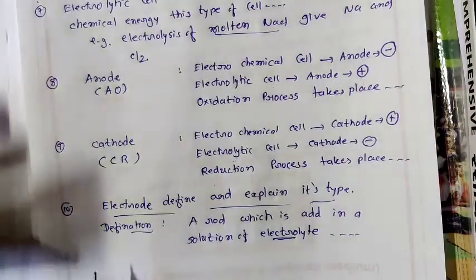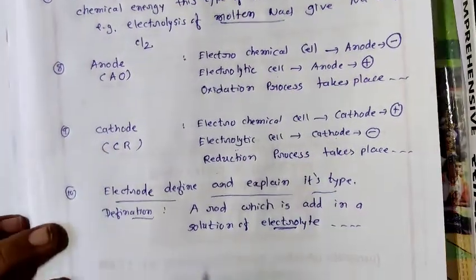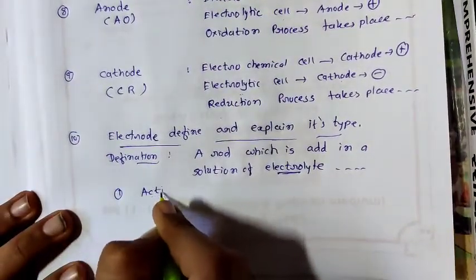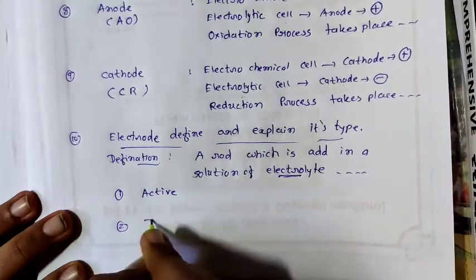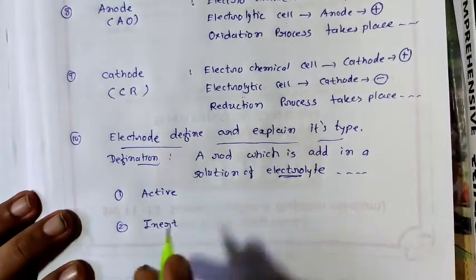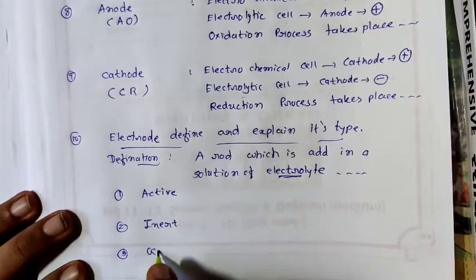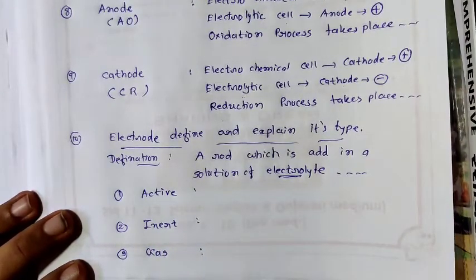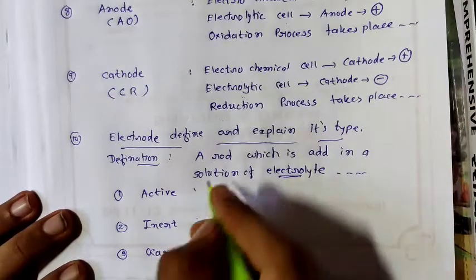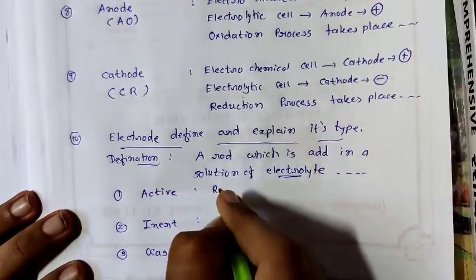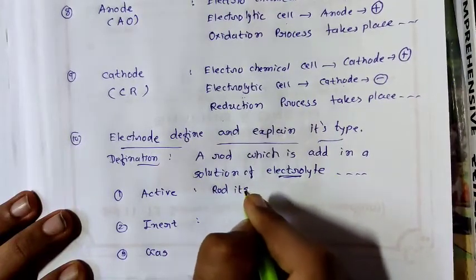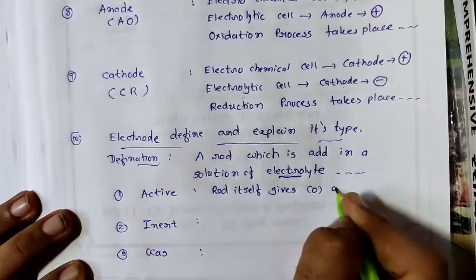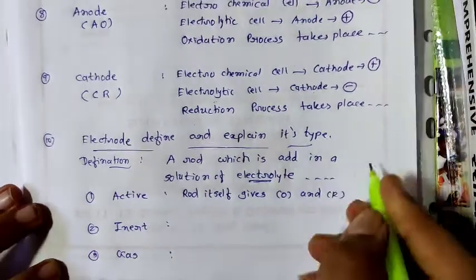So a rod or strip is known as an electrode, and there are three types of electrode: active electrode, second one is inert electrode, and the third one is gas electrode. Okay. Now what is the definition of an active electrode? The rod itself gives oxidation and reduction process.